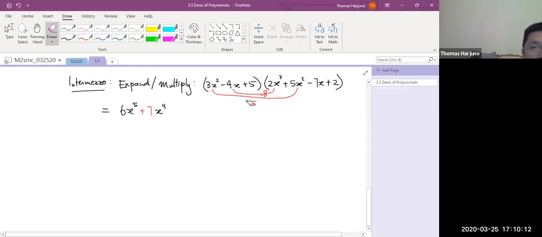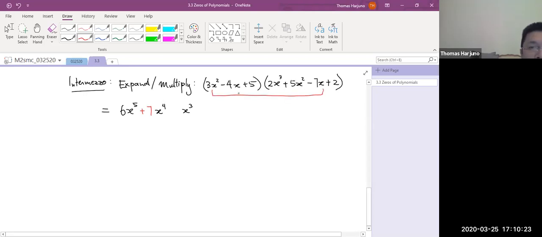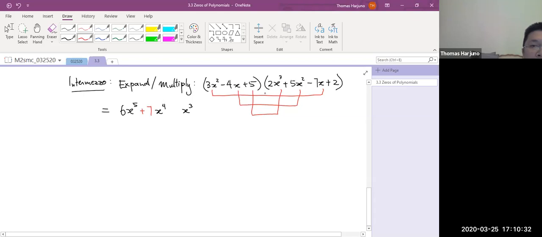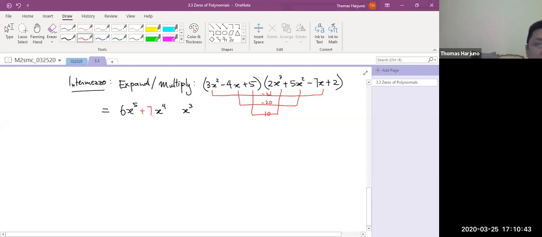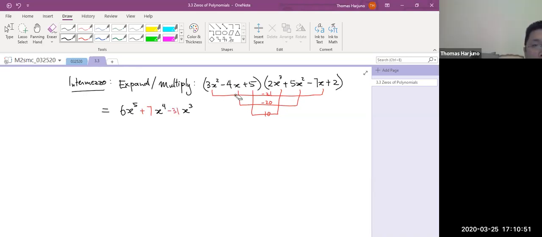Now we go on next. After x to the 4th, we have x cubed. What makes x cubed? This guy, this guy, this guy. The first one gives us negative 21. The second one gives us negative 20. And the last one gives us positive 10. When we add them, what do we get? Negative 31.